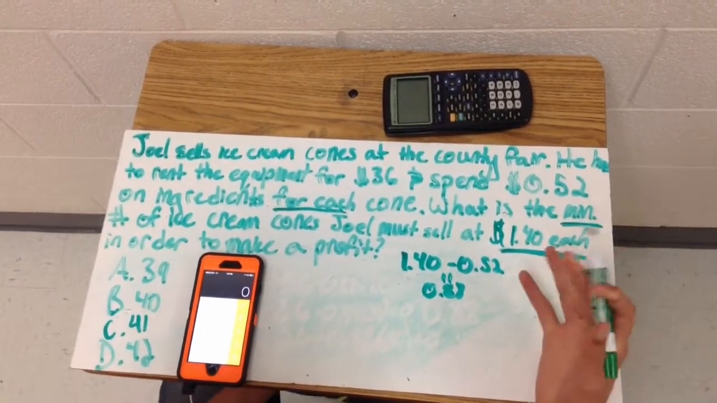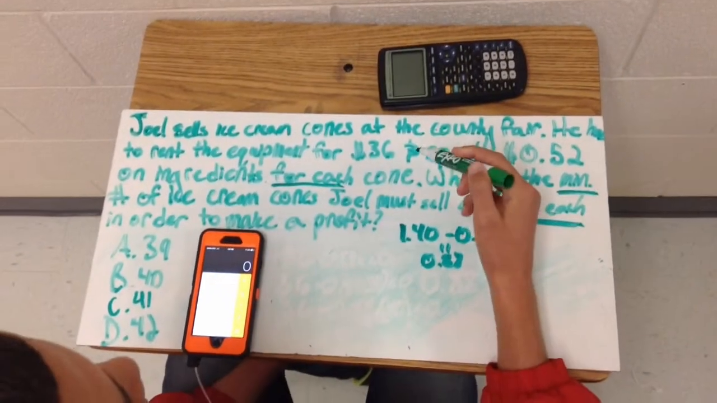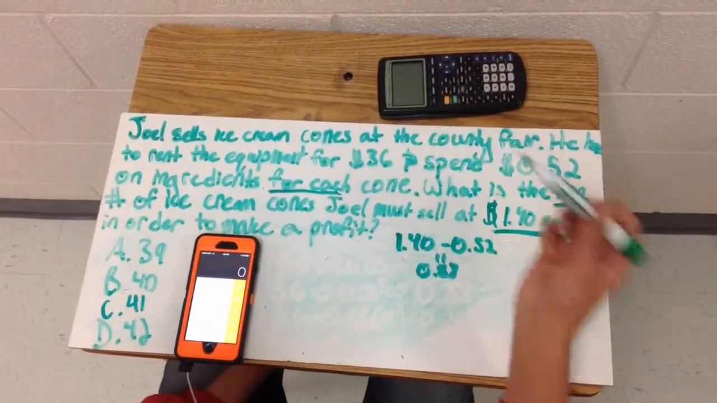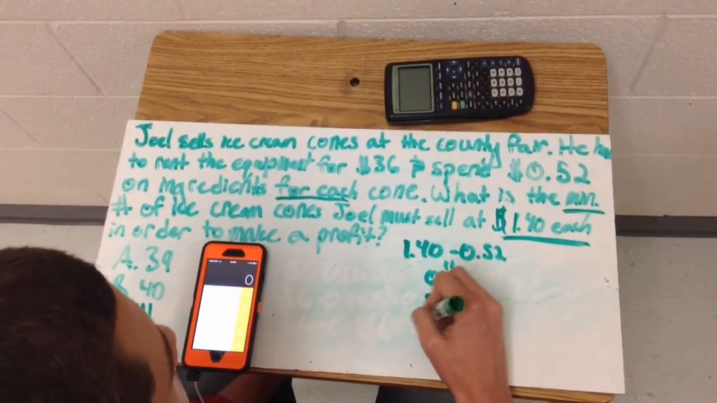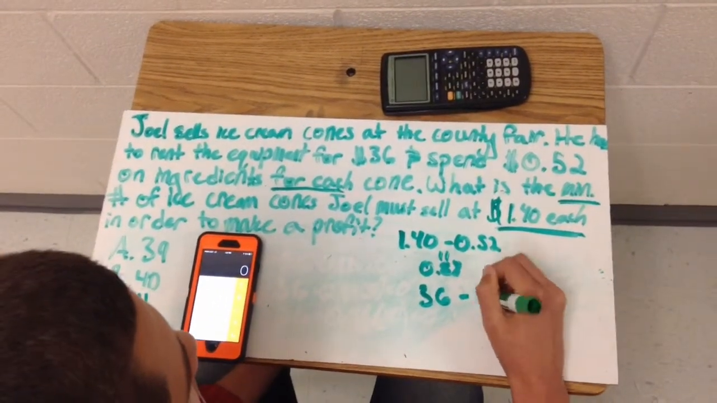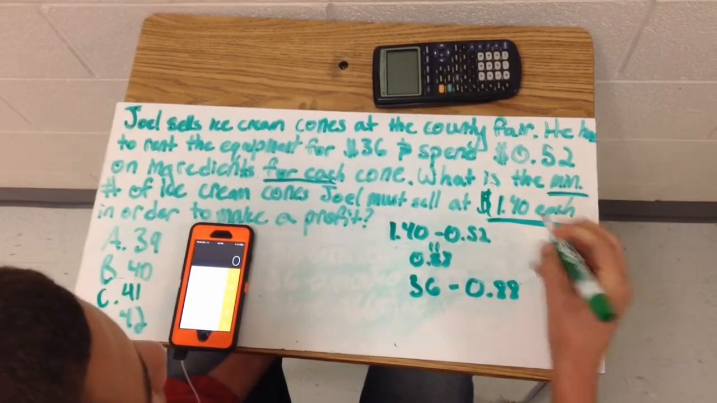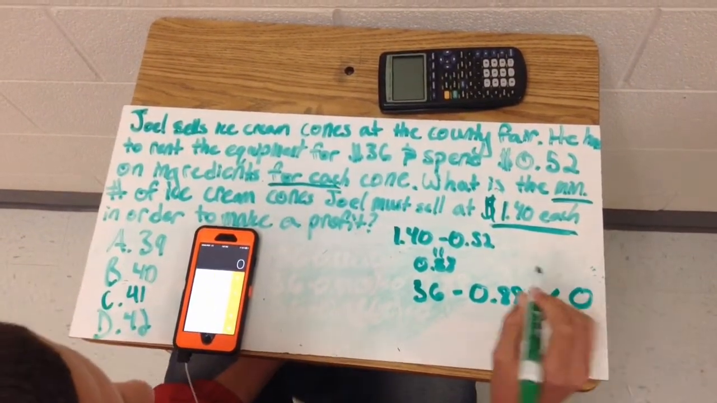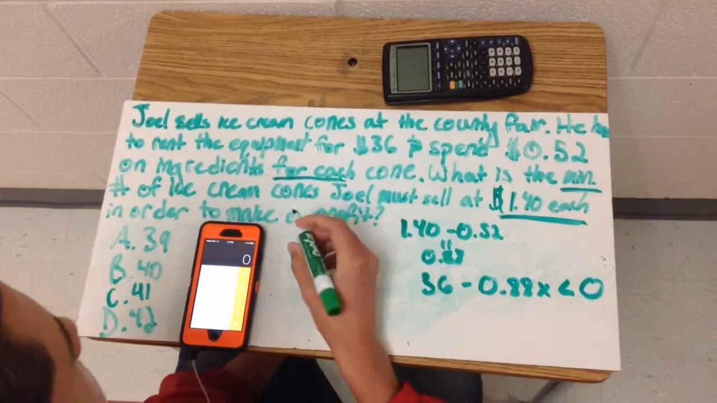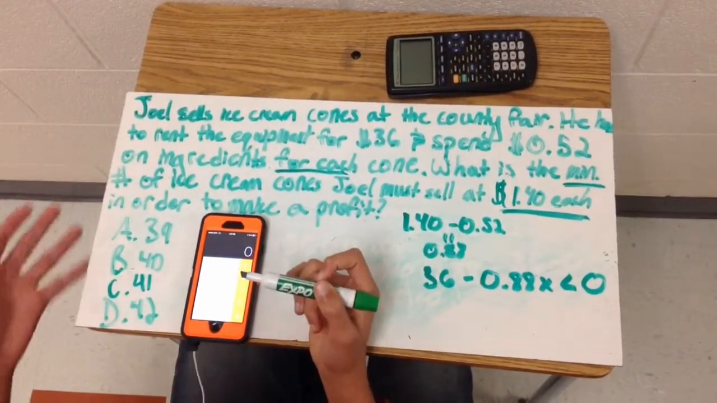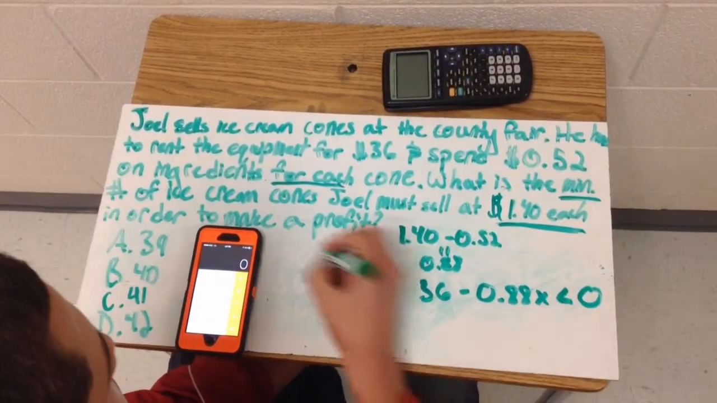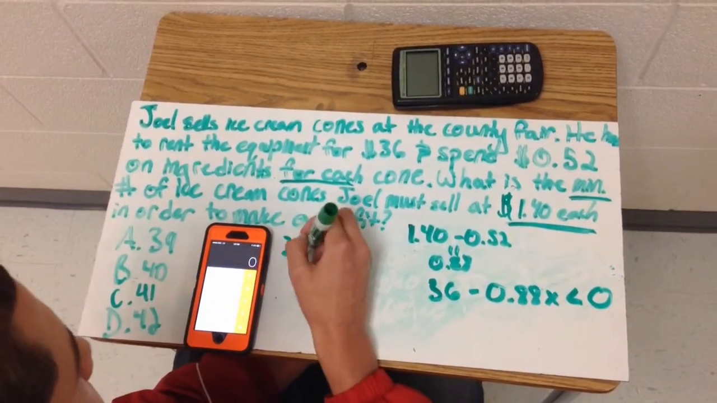Now with that we can make an equation or an inequality, and we can chip away at the cost. So we can just set 36 minus the profit from each cone, 0.88x, that's our variable, less than 0. That's our goal, get it under 0, make a profit. Now we can start with 41 because that's about a middle number, and then input 41 into here.